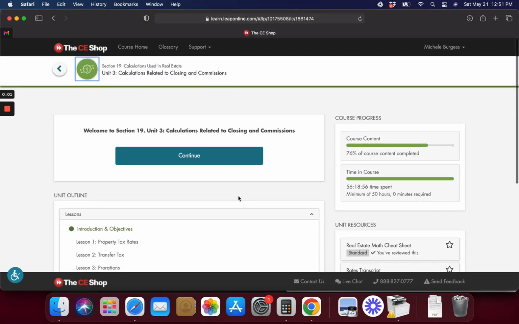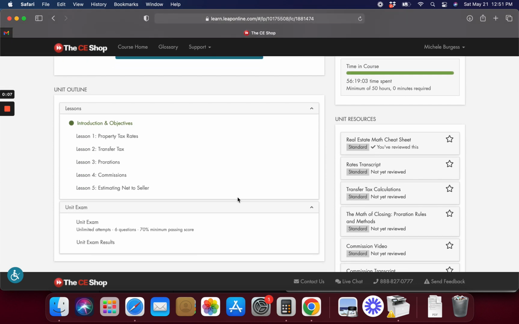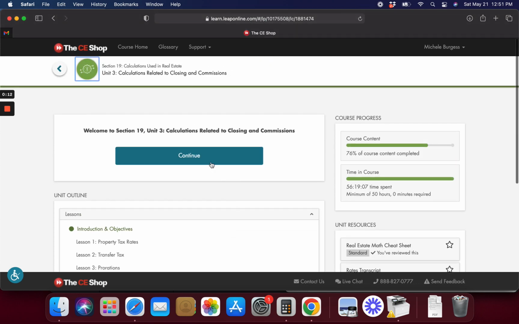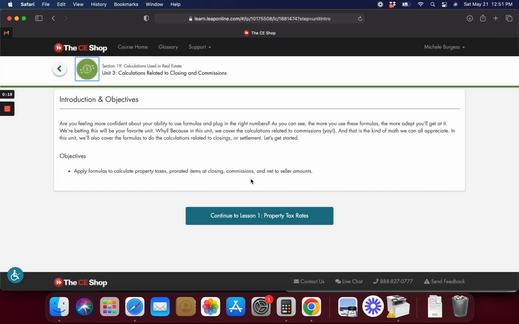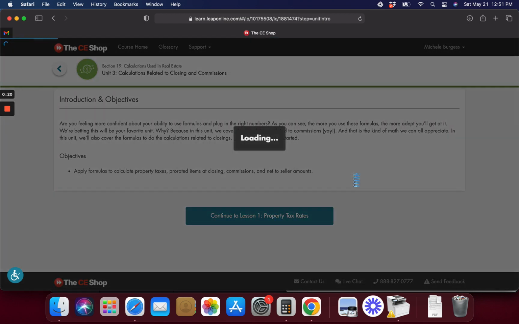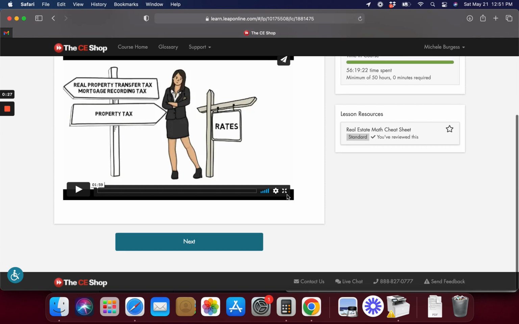Okay, so we're continuing with calculations. These are calculations related to closing and commissions. I'm going to try and get through all 5 lessons and the unit exam under 30 minutes. This is probably not going to happen though because it's a lot of math. And we have to do calculating. So you might just get through the 5 lessons and do the exam on a separate video. All right, we have a little video to watch.